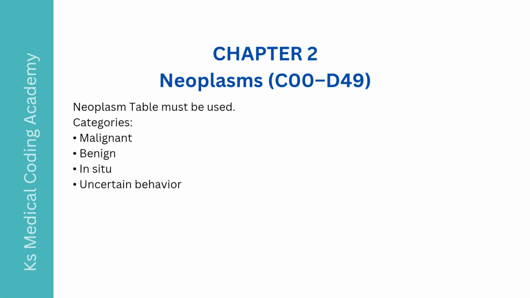Chapter 2. Chapter 2 covers neoplasms, coded from C00 through D49. To correctly code neoplasms, coders must consult the neoplasm table in the alphabetic index. Neoplasms are classified as malignant, benign, in situ, or uncertain behavior.